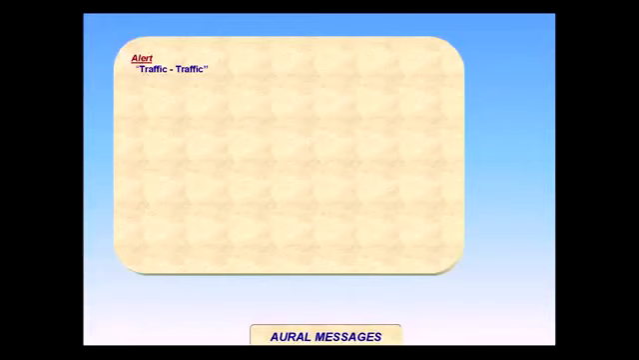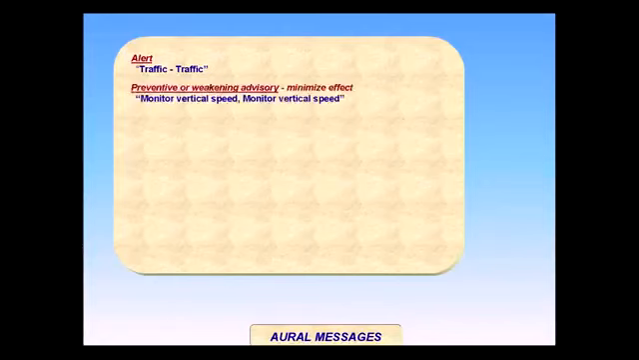The following messages require response within 5 seconds, using a smooth 0.25 G pitch rate, a typical instrument flight maneuver. Monitor vertical speed, monitor vertical speed. Monitor vertical rate and minimize deviation from cleared altitude and effect on other aircraft.